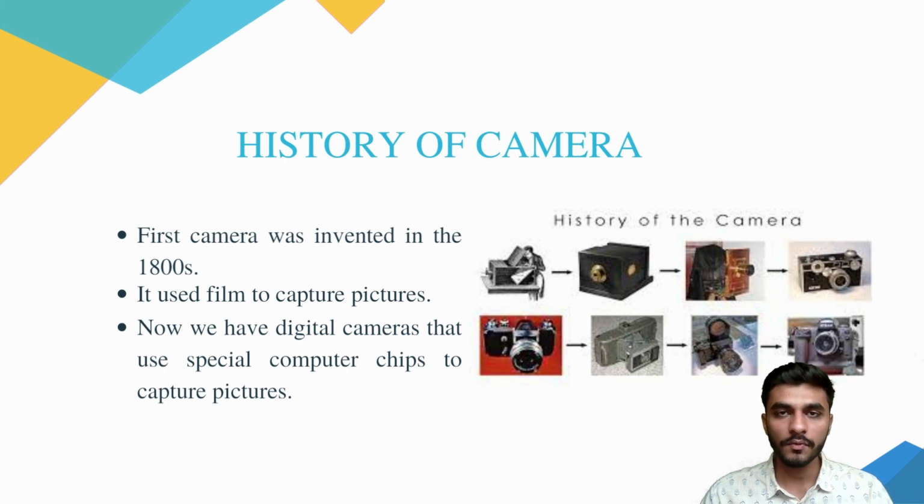The first camera was invented in the 1800s, and during that time they used to have films for saving the photos that were clicked, and later on they used to print it on a page or some material. Nowadays we have digital cameras and we can store the memories in a memory card.